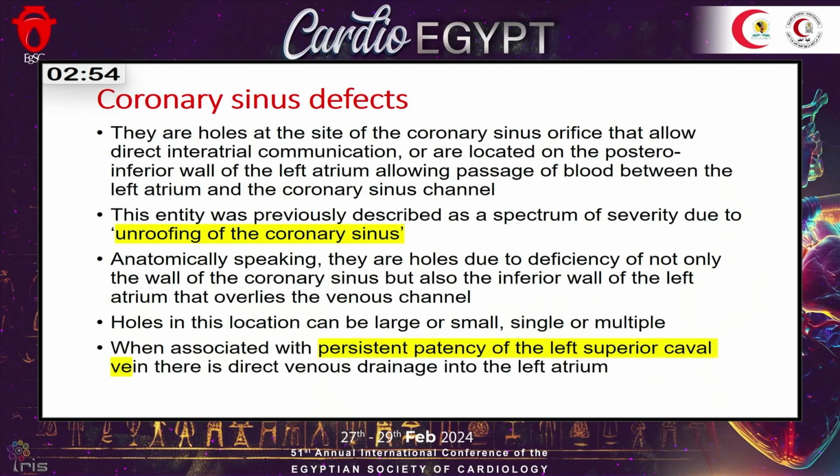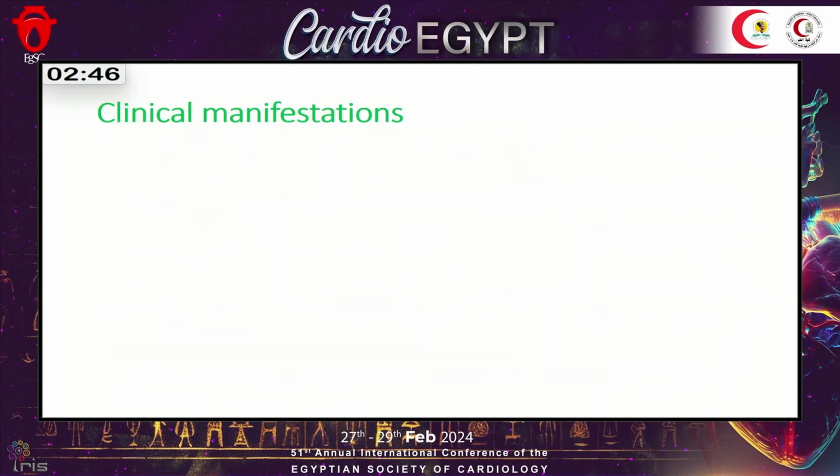They are associated with persistent patency of the left superior vena cava. There is a direct venous drainage into the left atrium. What about the clinical manifestations? These are the different anatomical types. What about the clinical manifestations?